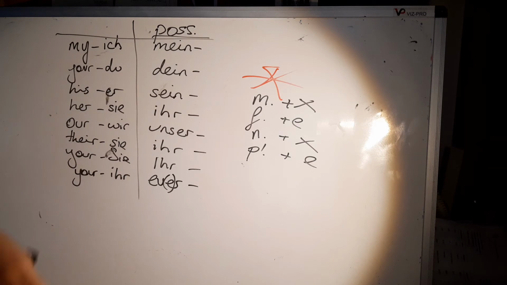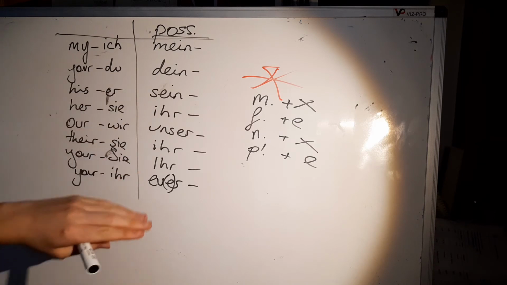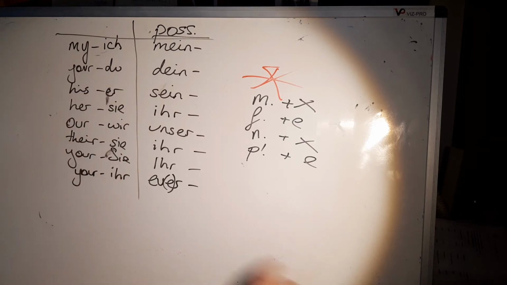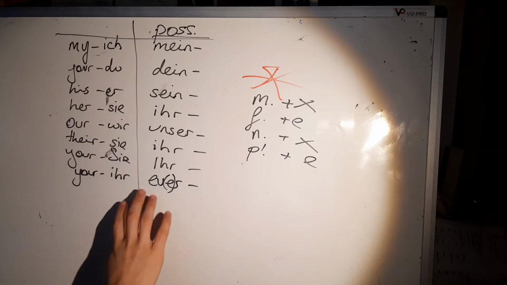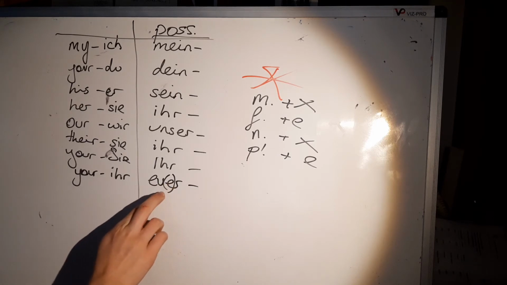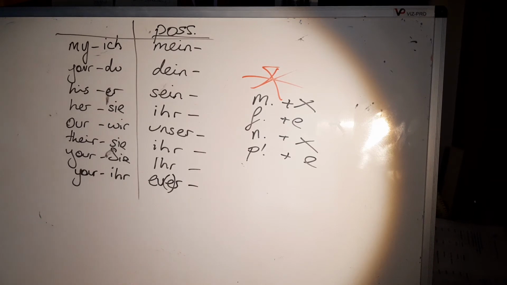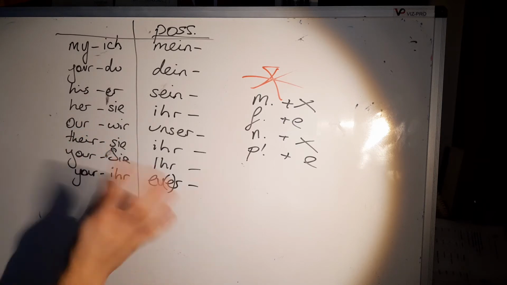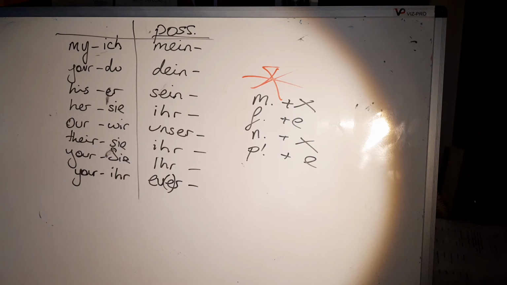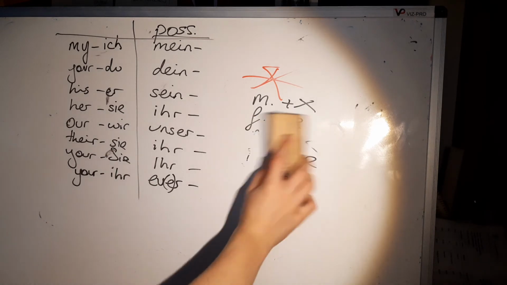Mein, dein, sein, ihr, unser, ihr, euer. Now that euer there, if you add an E to it or you add anything to it, usually you can disappear the E. Usually. So for example, native Germans won't say eure, they will say eure. It's a very small difference, very tiny, but it should be clear once you start listening to Germans.